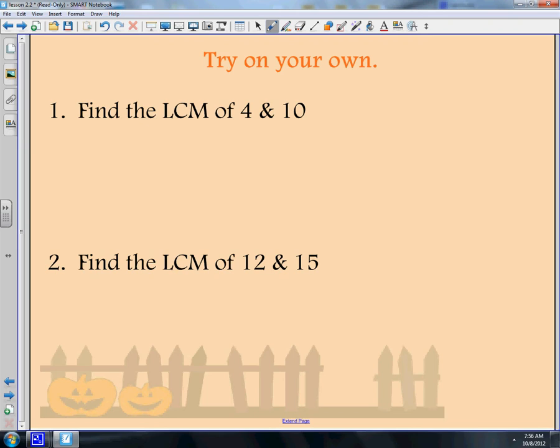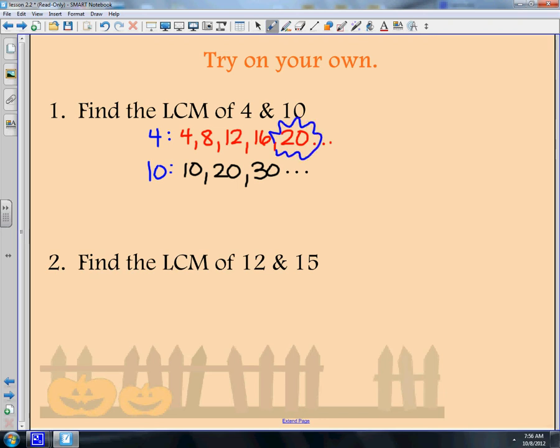All right, the LCM of 4 and 10. So what I do is I put a 4 here and 10 here. And then I'm just going to list out my multiples. So I have 4, 8, 12, 16, 20. And then for 10, I have 10, 20, 30. And you can stop when you see that you have one in common. So the LCM of 4 and 10 is 20. So you'd write LCM of 4 and 10 equals 20.